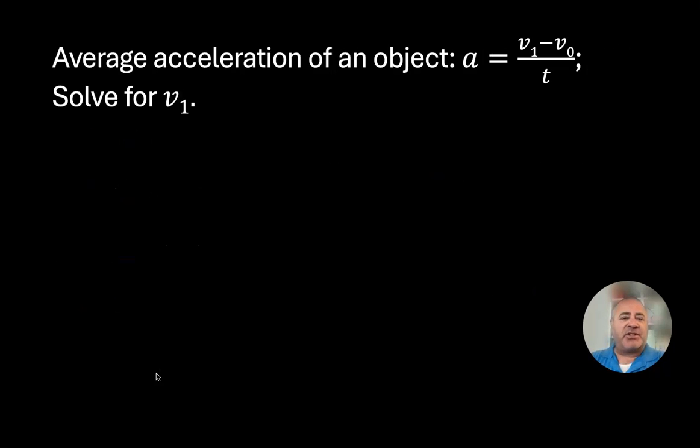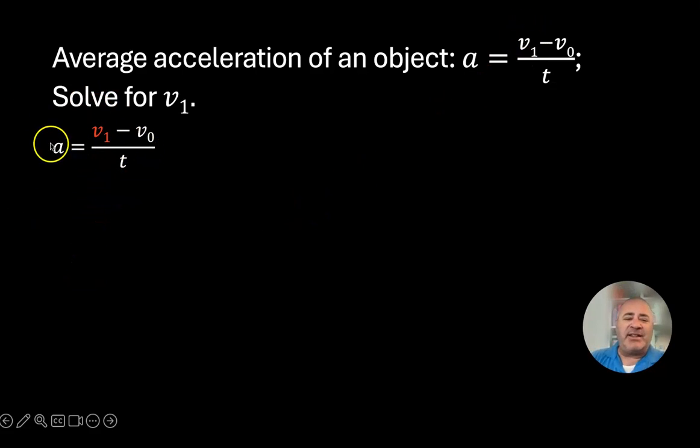Now, let's look at the second one. This one says the average acceleration of an object, a equals v1 minus v naught all over t. And in this case, we want to solve for v1. Now, v sub 1 and v naught are usually used to indicate the velocity at certain positions in time. So we want to now solve for v sub 1. So I'm going to go ahead again and put it in red.